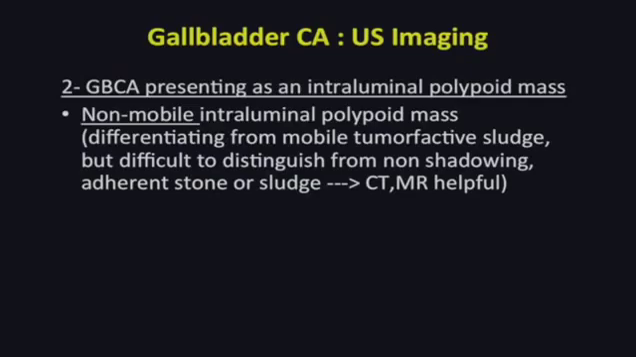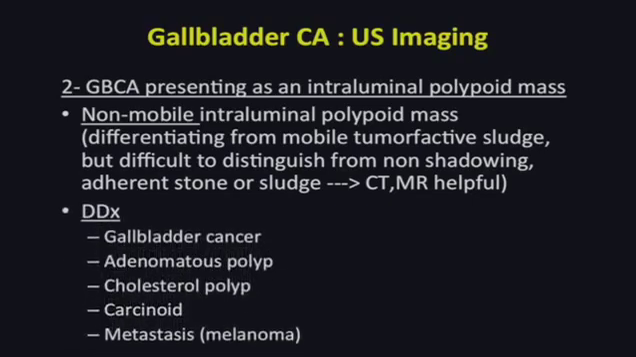The second imaging pattern of gallbladder cancer is that of an intraluminal polypoid mass. On ultrasound, we look for a non-mobile intraluminal polypoid mass to differentiate from mobile tumefactive sludge, but at times it can be difficult to distinguish from non-shadowing adherent stone or sludge. Color flow Doppler is helpful, but in cases where the diagnosis is not clear, CT and MR should be very helpful in confirmation of a mass.